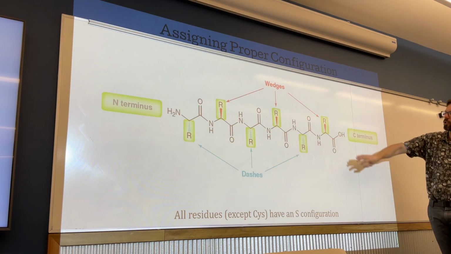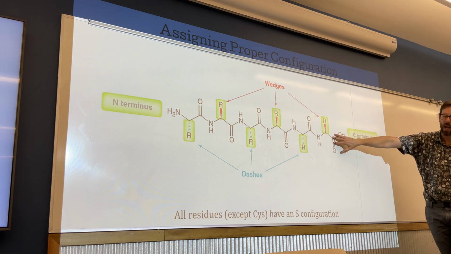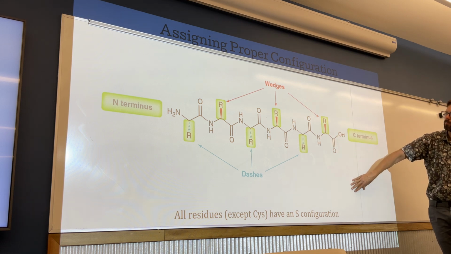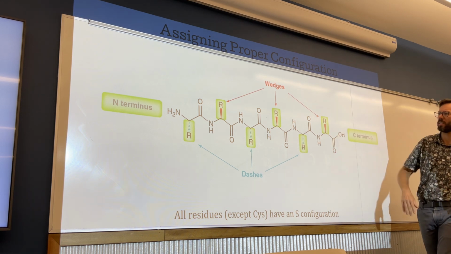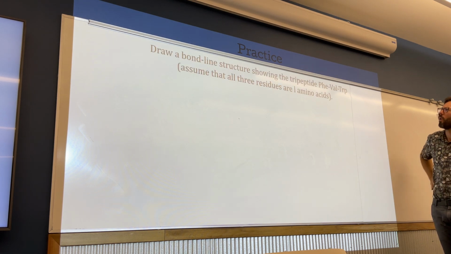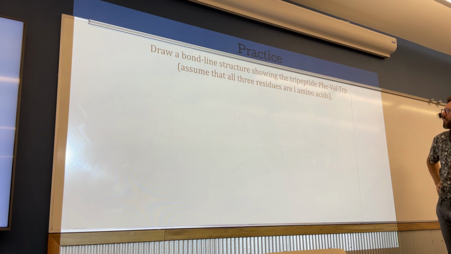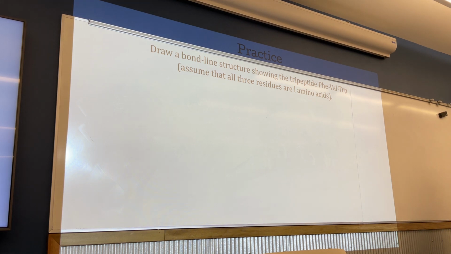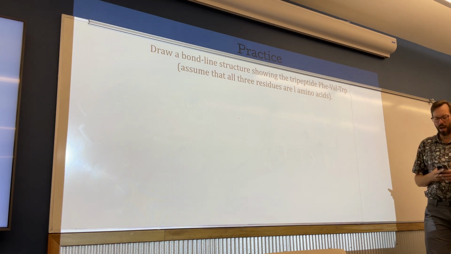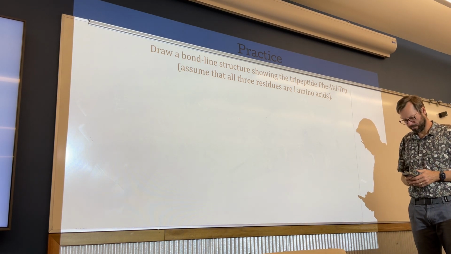Essentially, let's draw this with however many amino acids, and let's have wedges and dashes for the R groups. What do they want? They want phenylalanine, valine, and tryptophan. So I'll give you a few minutes. Look at your cipher and draw those out. See what you come up with.